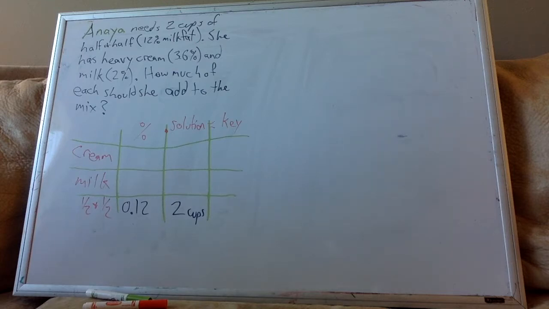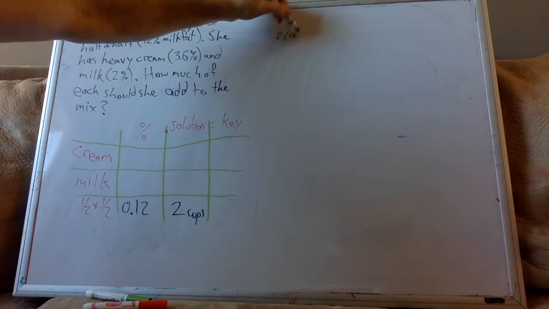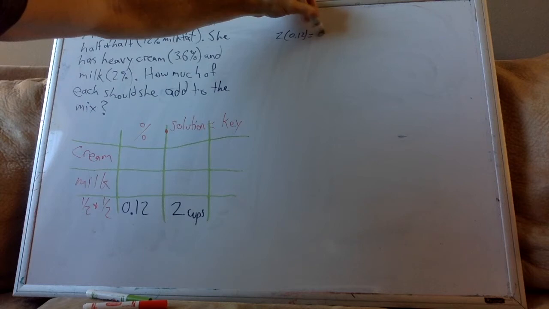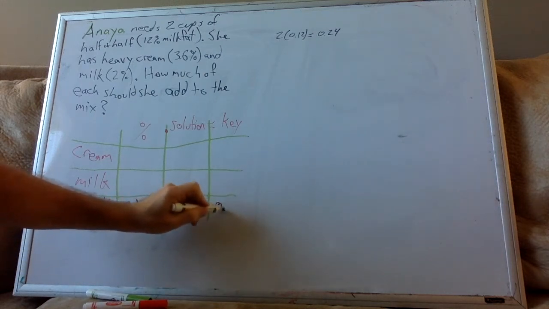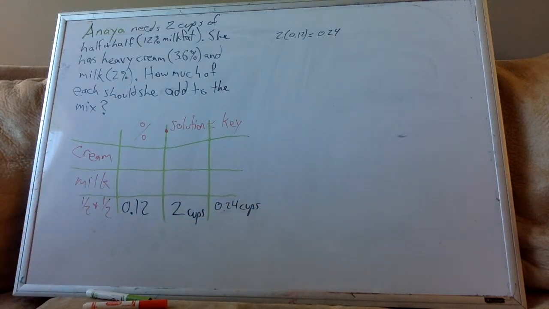Good. So now we can multiply our 2 cups times 12%. Let's do this off to the side a little bit. We have 2 times 0.12, and that's going to be 0.24. So 0.24 cups is how much milk fat we have in our ending solution.